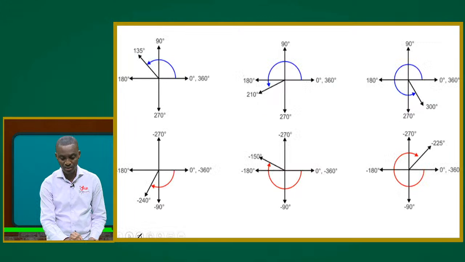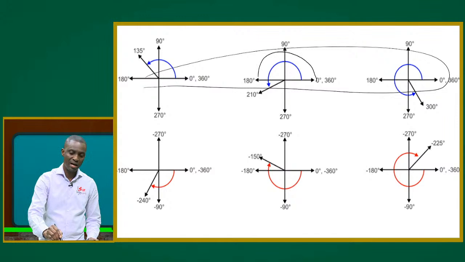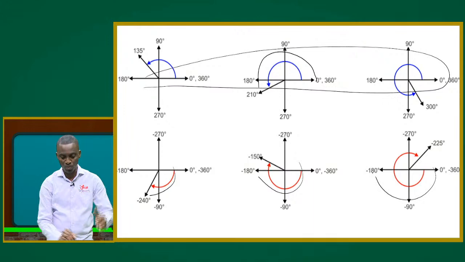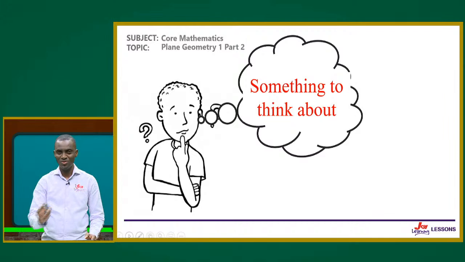So you see all these are positive angles because they go from 0 anti-clockwise. And all these are negative angles because from the 0, we go in the opposite direction. We'll go for a break. When we come back, I will show you something to think about. Let's go for a break. We'll be right back.